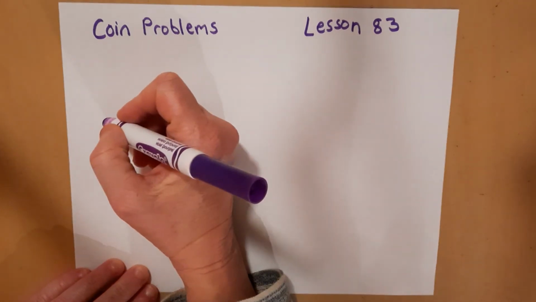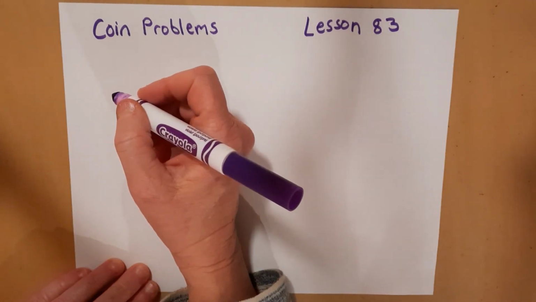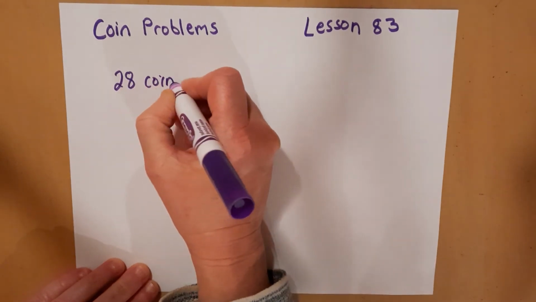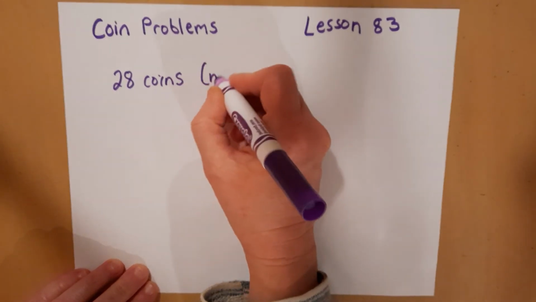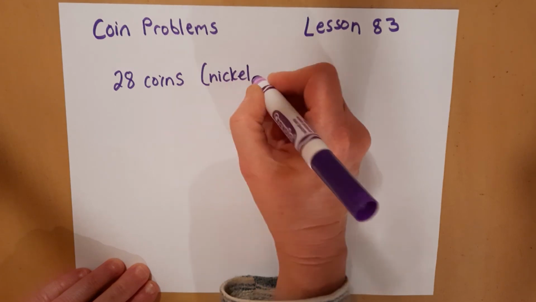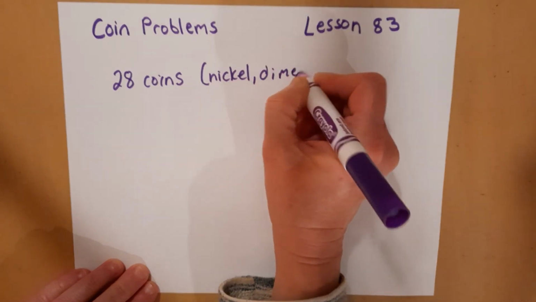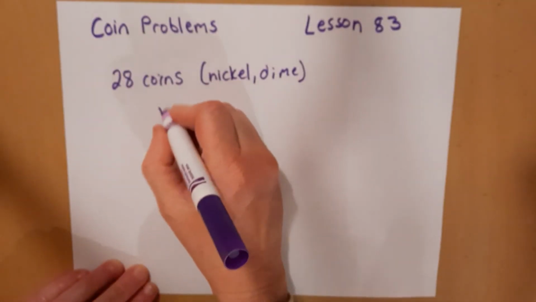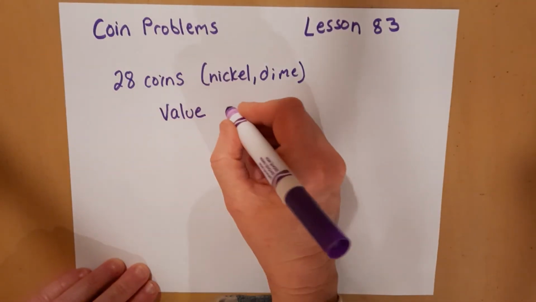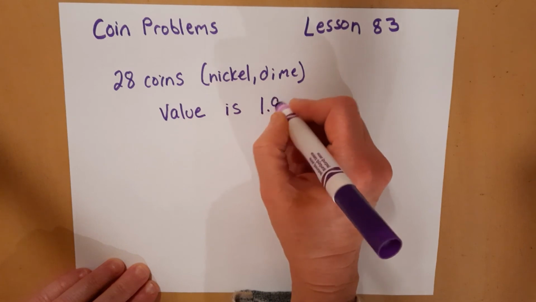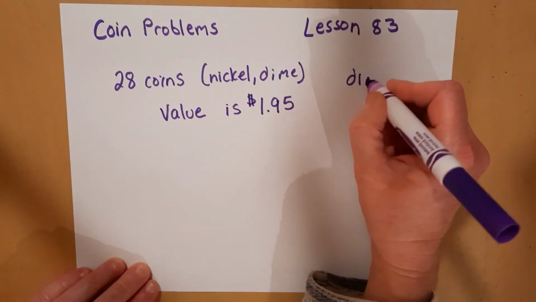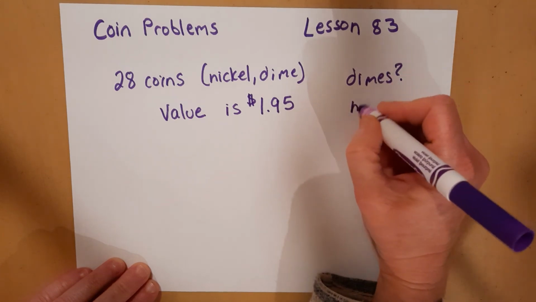For example, somebody will say, Jack has 28 coins, and these coins are all either a nickel or a dime. The other part of the information that they give us says that the value of these coins is $1.95. And they want to know how many dimes we have and how many nickels we have.